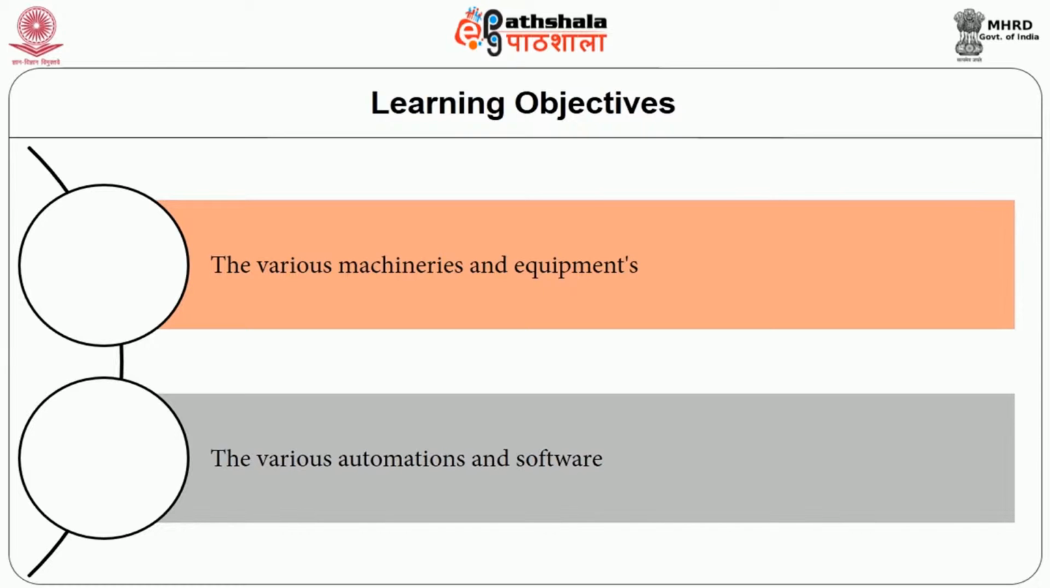At the end of this module, you will be able to acquire knowledge on the following: the various machineries and equipments, the various automations and the software, all of which are available for the various processes involved in the apparel manufacture.